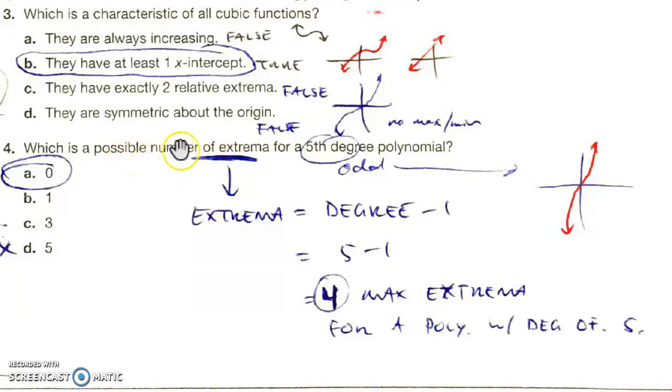But here it says the possible number of extrema. Well, there's an equation for the extrema. Extrema equals the degree minus 1. So if our degree is 5, 5 minus 1 is 4. So we can have 4 extremas. The maximum number of extremas is 4 for a polynomial with a degree of 5. But you're asking, what is a possible number based off of this list?